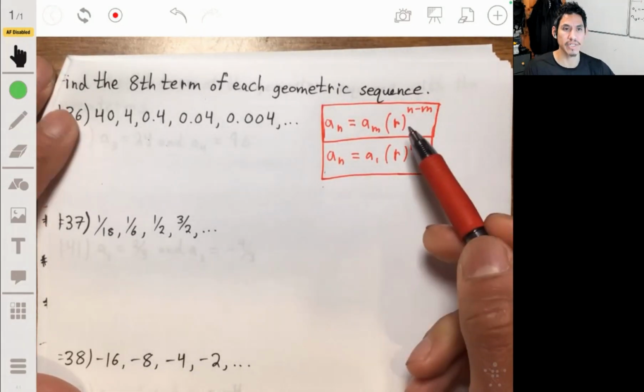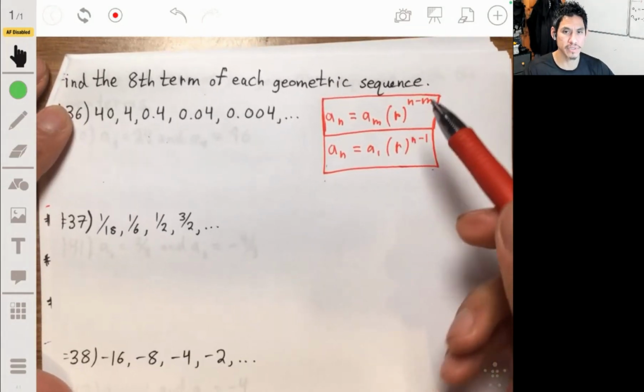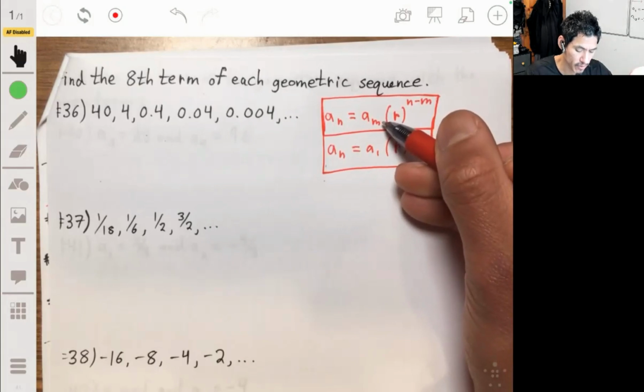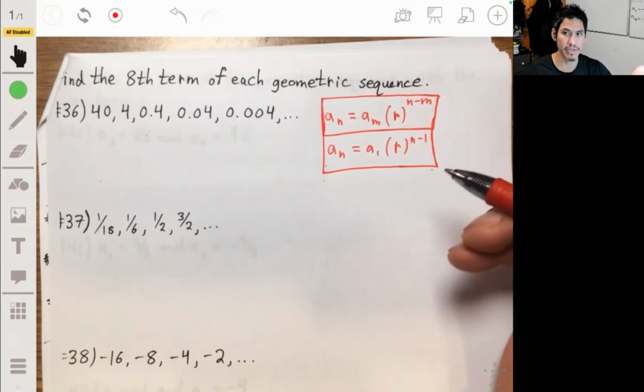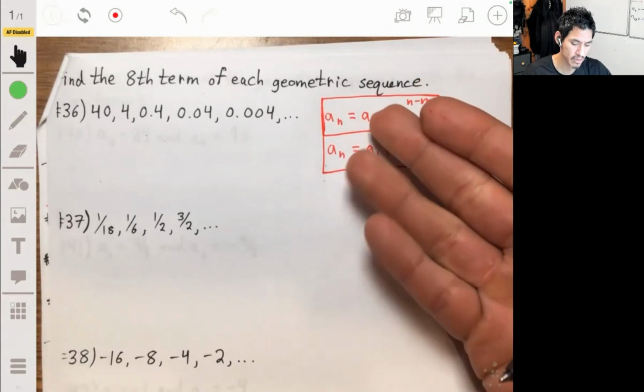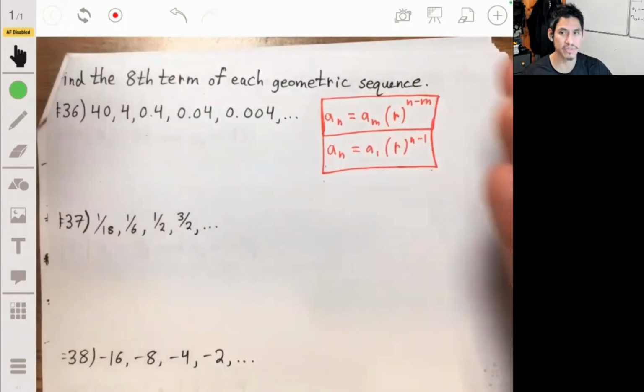I like to show my students this formula first, because then they can understand that you don't need to make m equal 1, which is helpful in case you're not given a1 directly. If you're just given any other term, you can just substitute that term for am. But if you have a1, might as well just use a1.